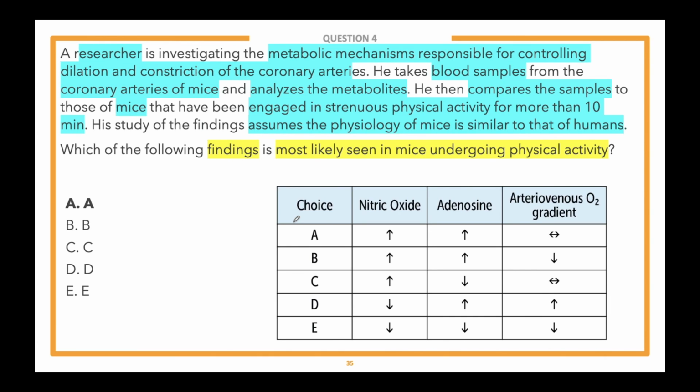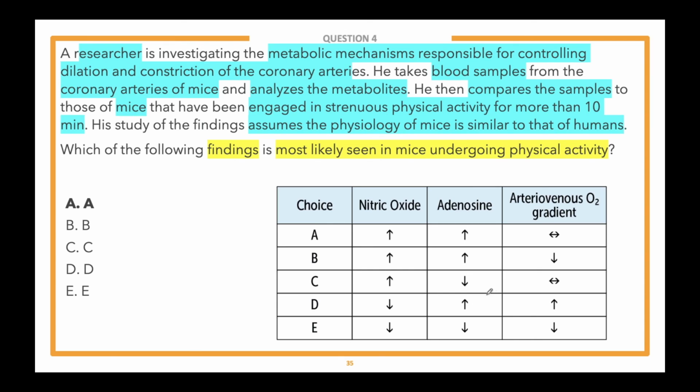So there really wouldn't be a change in the arteriovenous oxygen gradient between exercise and rest. Both during rest and exercise, the myocardium is very efficient and does a great job of pulling oxygen from the blood. So that's why AVO2 gradient is unchanged between physical activity and rest. Now, we do know that nitric oxide and adenosine are released during exercise, and those would cause vasodilation. So we would expect those levels to increase. And that's why answer choice A is the best answer here.